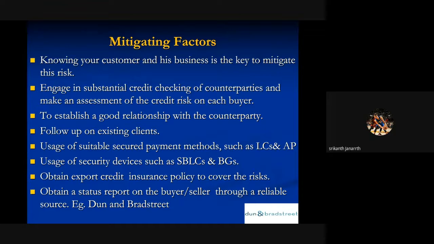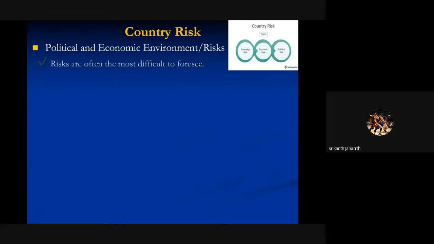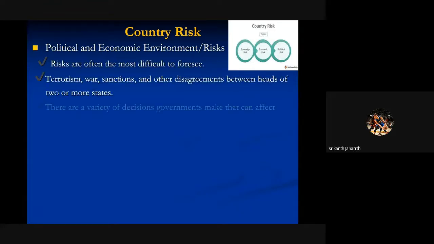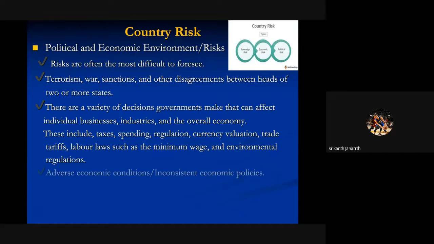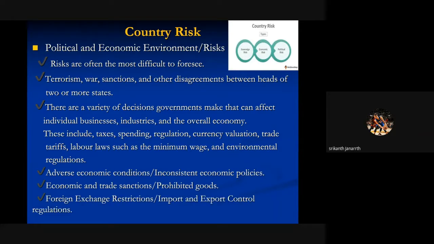Okay. So we have now learned two risks, the product risk and the credit risk. Now we are moving on to the country risk. This is political, economic, environmental, all of that combined, right? This is very, very important, but at the same time very difficult to foresee. Anything can happen to any country, right?